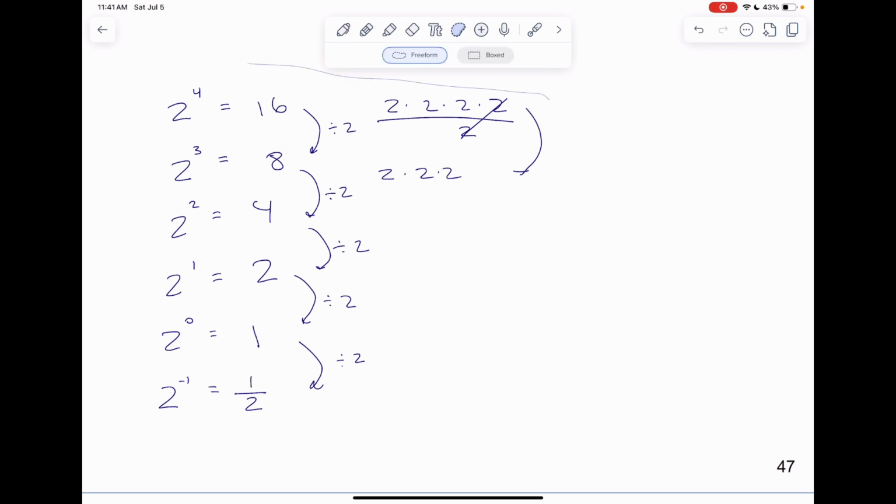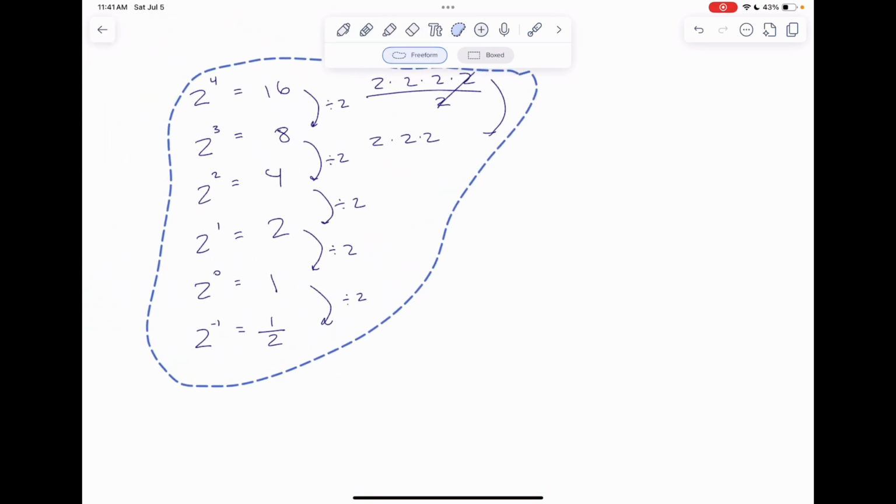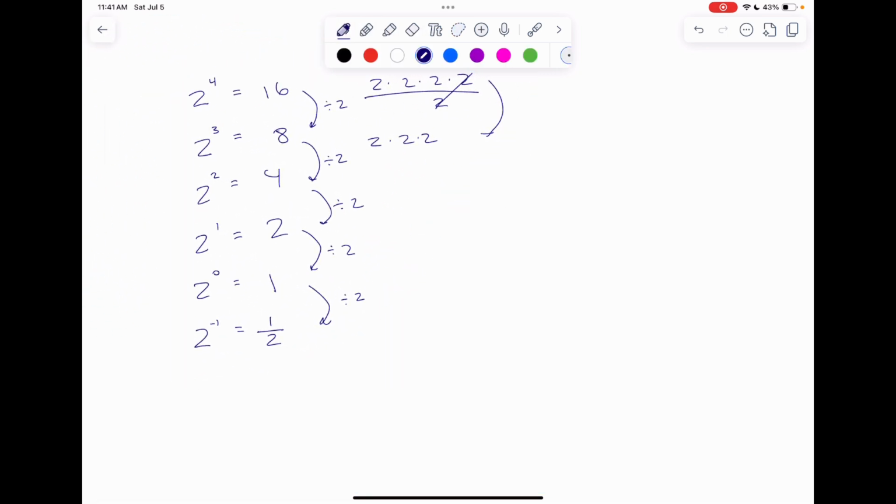I'm going to make these a little smaller because I am running out of room. Let me make this a little smaller. Here we go. We can zoom in a bit and get us a little more room. Okay, so let's try that again.